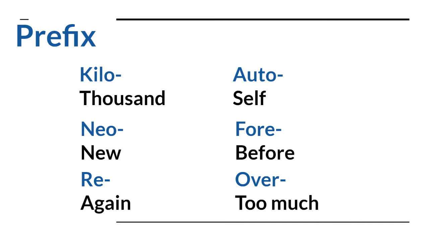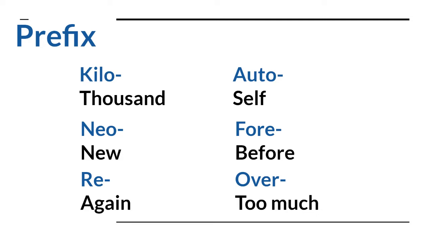Neo, meaning new. Next one, re, meaning again. That means you do something again. Rewrite your exercise because your handwriting is ugly. Rewrite. That means to write it again.